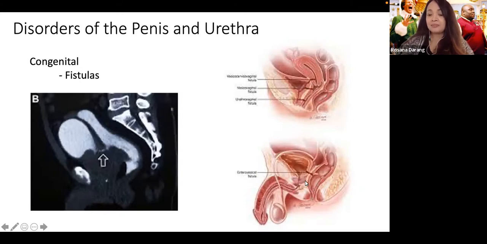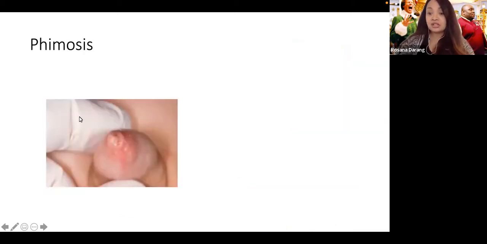Fistulas can happen congenitally, like I've said, but also this could be a result of trauma. This could be a result of surgery that has gone awry. When there is injury, the body will heal, and sometimes the body heals crazy. Instead of healing completely, there could be abnormal growth of tissues that can happen as we heal, and that could result in a fistula.